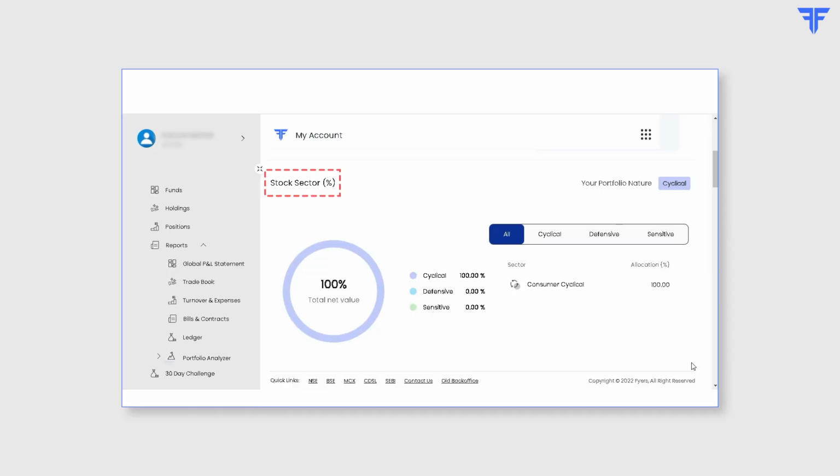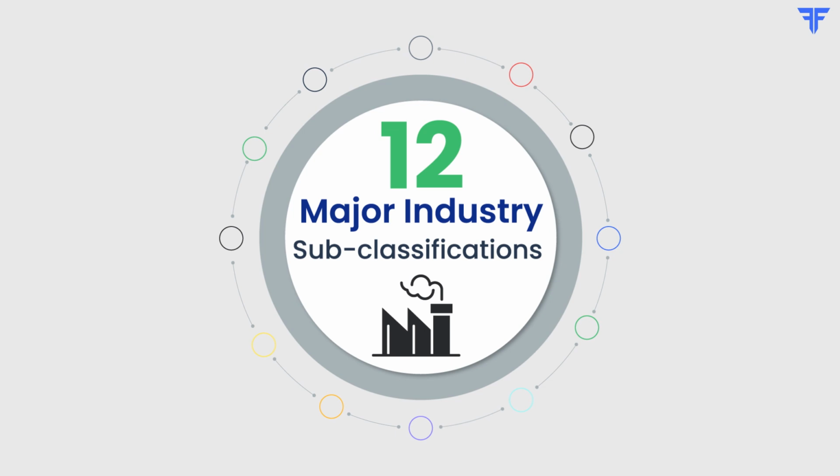Stock sector. Stock sector shows the percentage of portfolio equity assets invested in each of the three super sectors, that is, cyclical, defensive and sensitive, and the 12 major industry sub-classification.